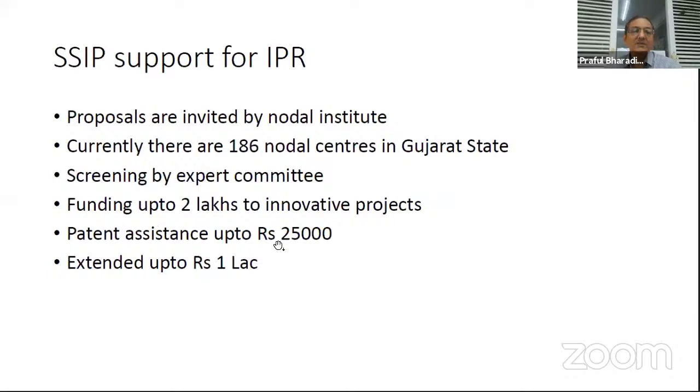In SSIP, there is a patent assistance also. So up to rupees 25,000 are provided for patenting purposes. Recently, the policy has been revised before 3 months, and the patent filing budget has been extended up to 1 lakh. Now, this is a very, very positive sign, because if a person wants to file a PCT, then he may not be able to do it in 25,000 rupees.